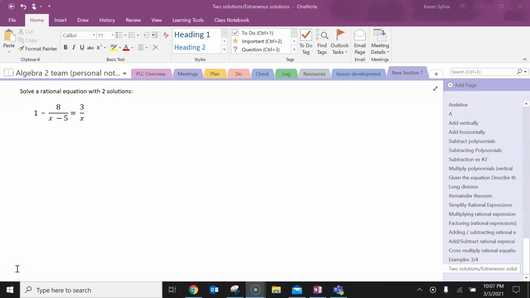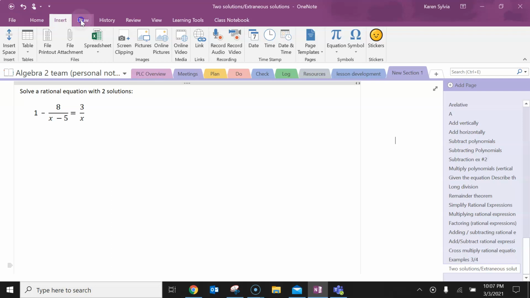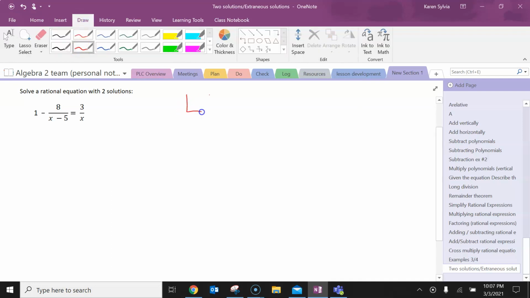Solving a rational equation with two solutions. Our first step is still to identify our LCD. So I'm looking for my LCD. What are my denominators in the first place? If I'm looking for the least common denominator, I need to identify all denominators.